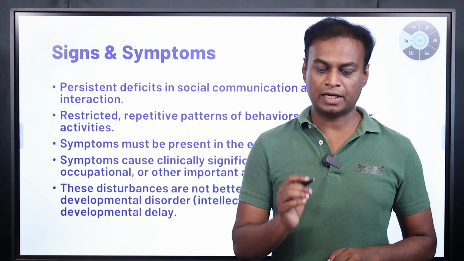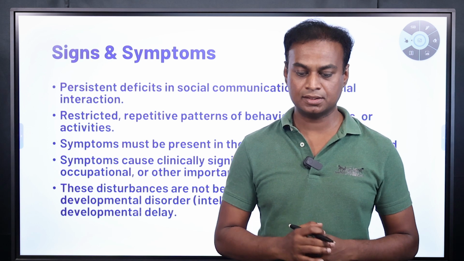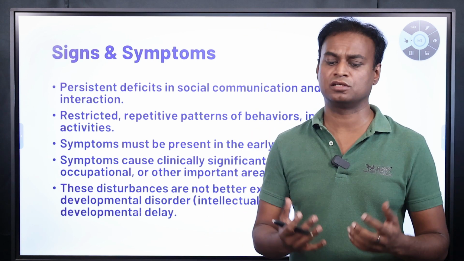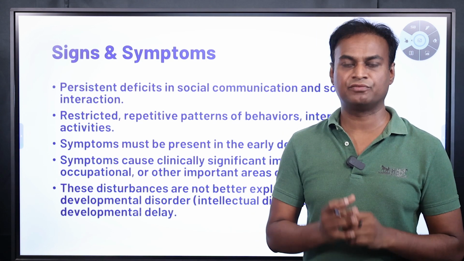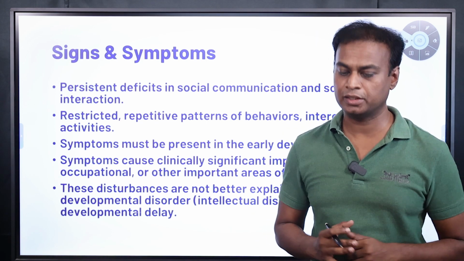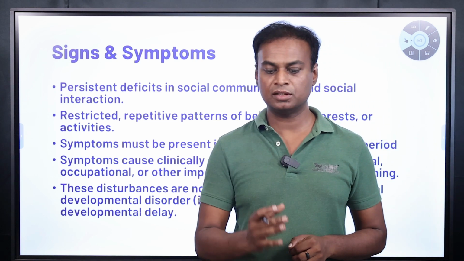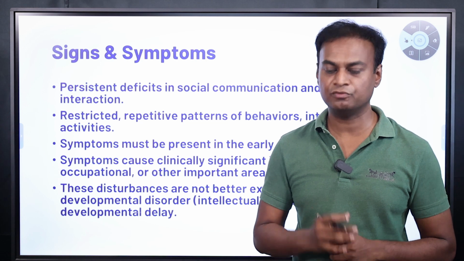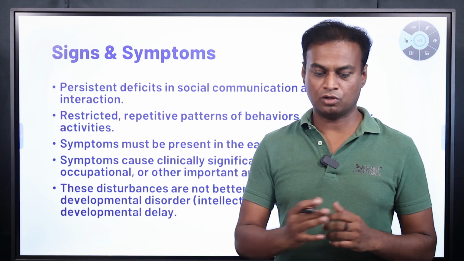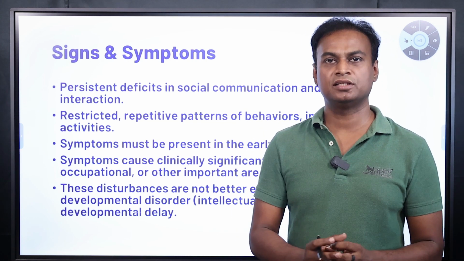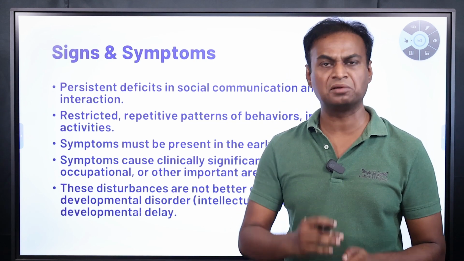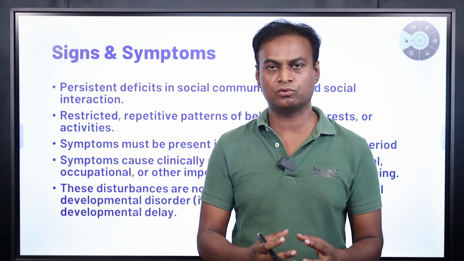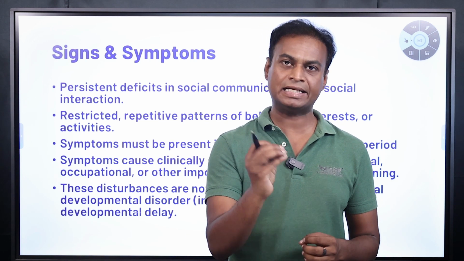Next one is highly restricted fixated interests that are abnormal in intensity or focus. They have hyper focus on anything. So, highly restricted fixated interest. I will give you an example for this. Abnormal in intensity and focus, with strong attachment to or preoccupation with unusual objects. Before going to this, what happens is they have fixated interest. They want to do only one thing repetitively, and their focus is hyper focus. They are doing something which they are intrigued by.